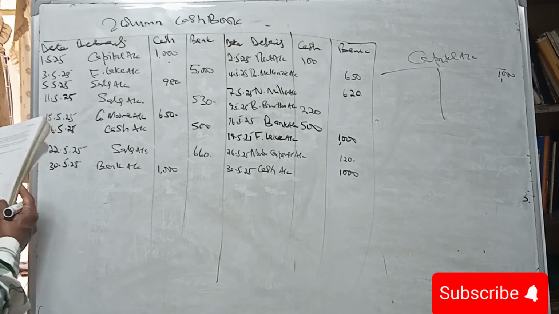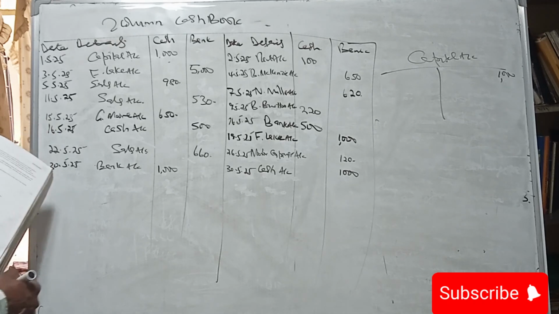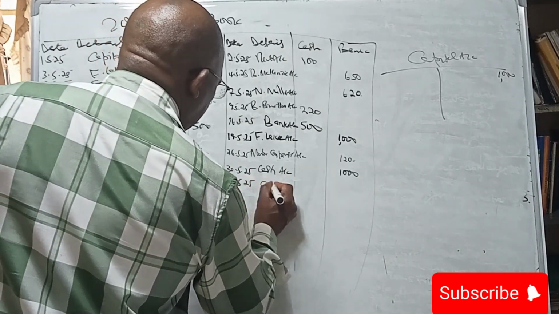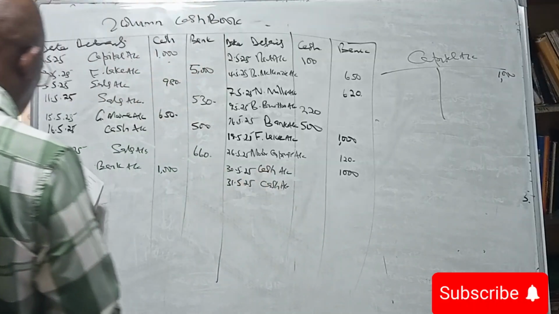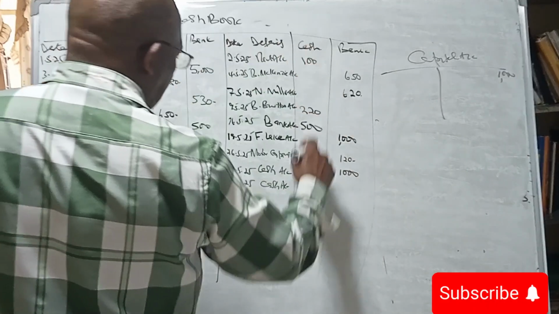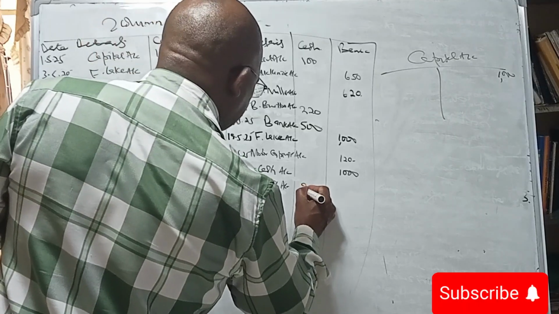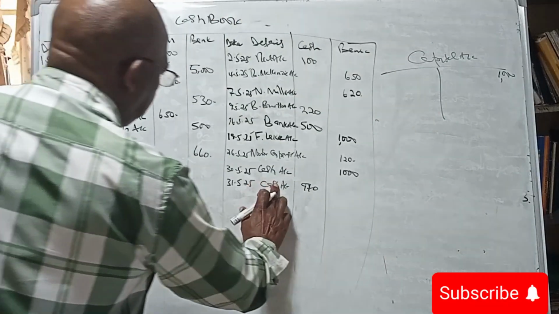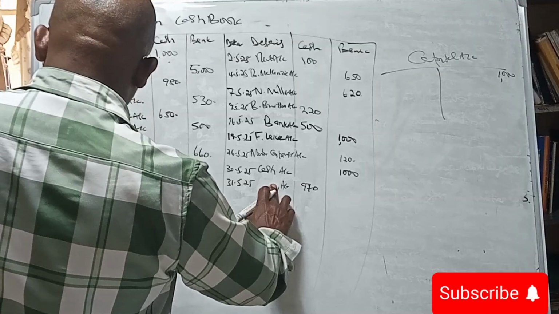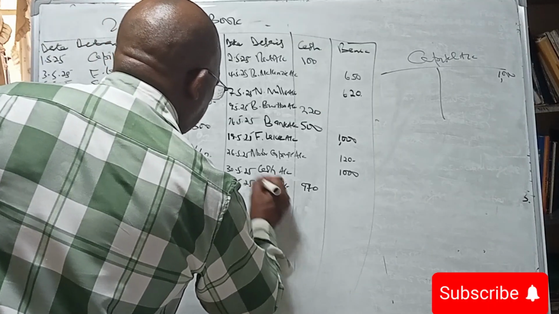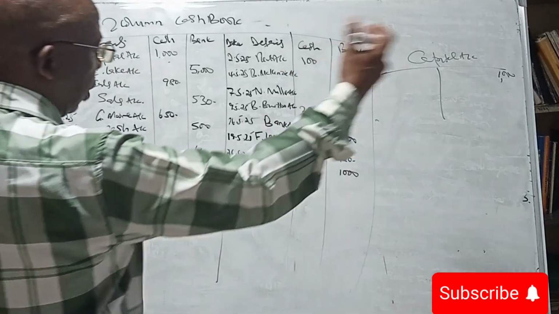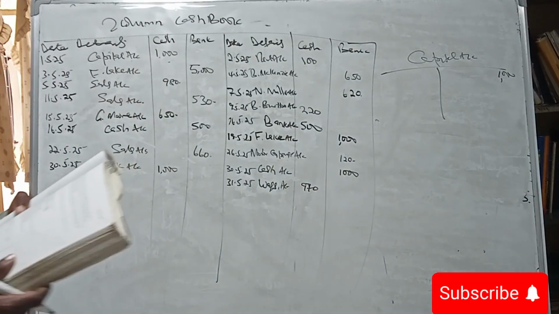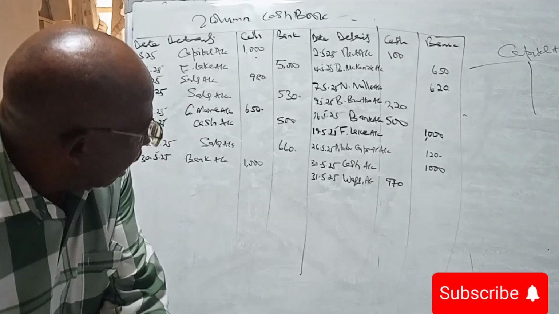On 31st of May, we paid wages in cash 970. Our cash reduces, and a reduction in the asset, we credit the asset account. So we come to the cash column and we credit cash with 970, and the corresponding account is wages. In other words, we debit wages expenses account with 970, and we credit cash with 970. And that is the end.